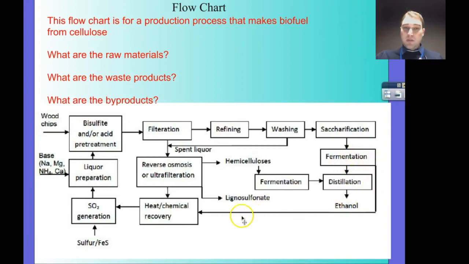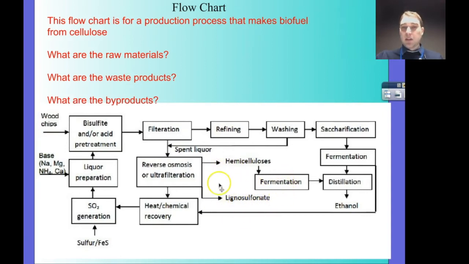But we get products from the fermentation, such as, here we've got heat and chemicals. It doesn't say what the chemicals are. But they're circled back into the system, so that means that we're not getting a waste product there. We can see some waste products though. We've got lignosulfonate down here.